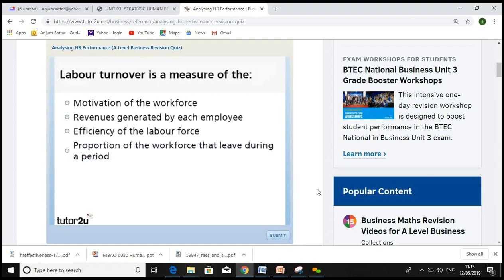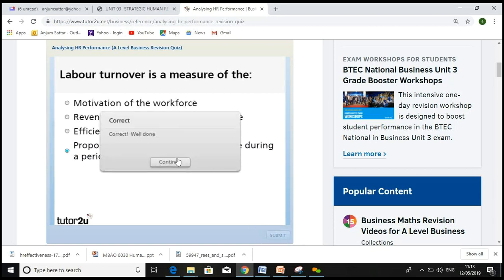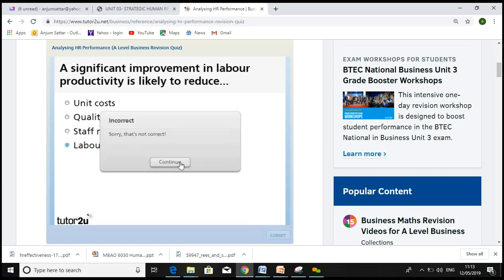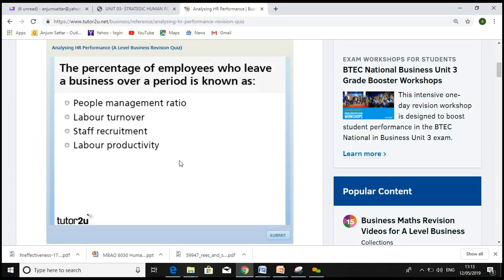Labor turnover is a measure of? Good, well done. A significant improvement in labor productivity is likely to reduce? Labor turnover. Thank you. Did we say labor turnover? No, that's not right. It should be unit cost. Yes, which we'll go through.